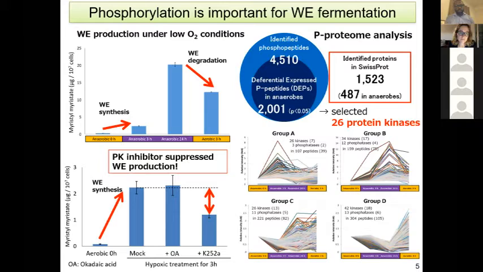Actually, treatment with the protein kinase inhibitor K252 shows a significant suppression of wax ester accumulation under low oxygen conditions, supporting the importance of phosphorylation in hypoxic wax ester production. So we next did phosphoproteome analysis. As a result, we obtained a total of 500 differentially expressed phosphoproteins in response to anaerobic conditions, and we found that 26 protein kinases are included in the list. So we next focused on these protein kinases.